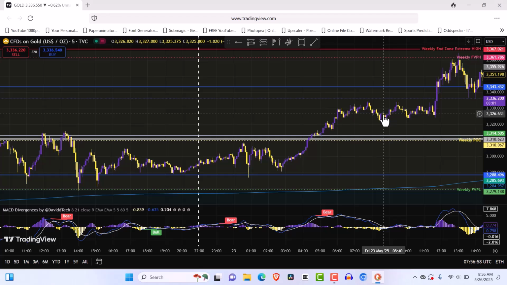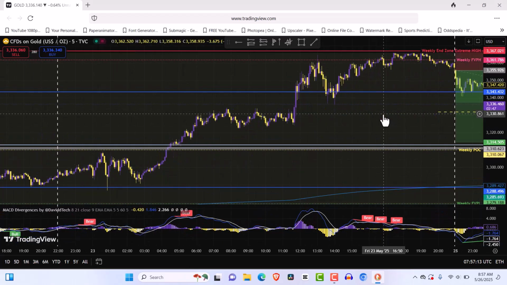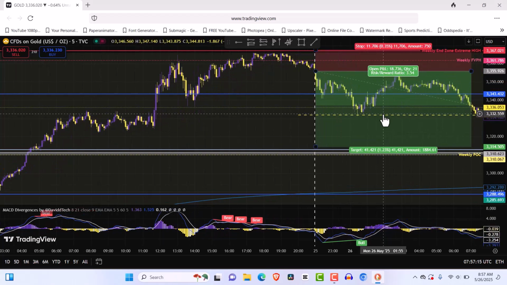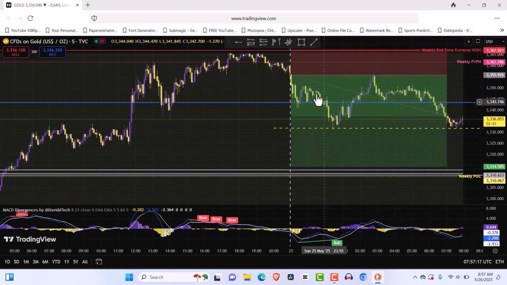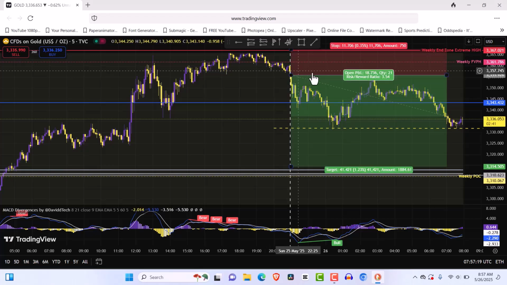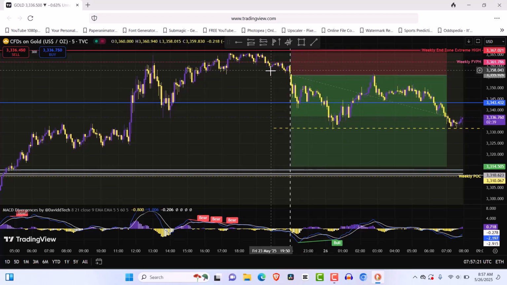I'm going to make another video showing you how I plot my weekly fixed range volume profile, preparation for the next week, and how I take my daily trade. Like I say, if you want to be in this trade with me, you are free to do so. This is a trade I'm in. As you can see, this is a trade I'm in.